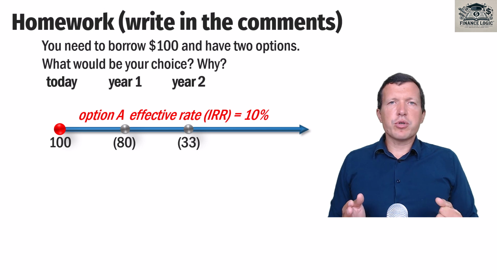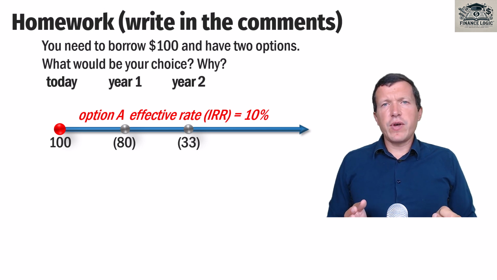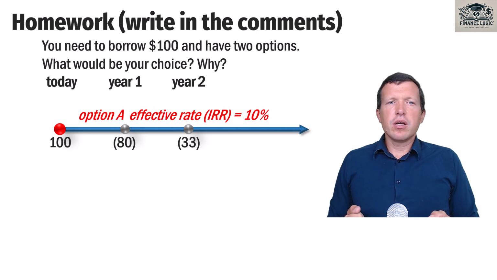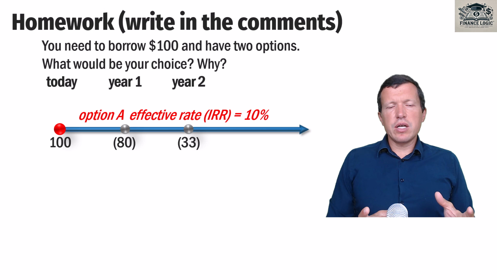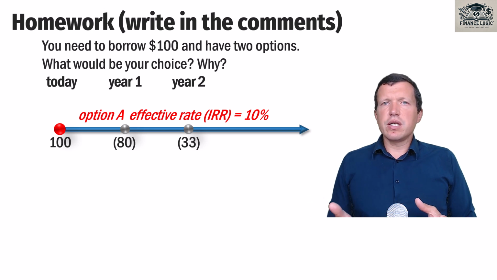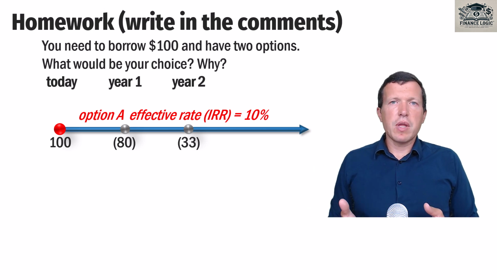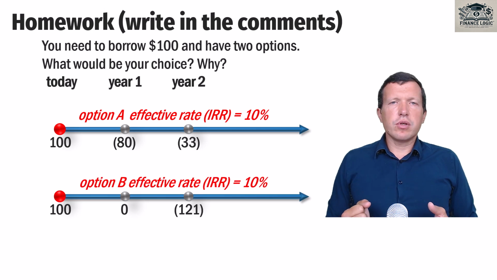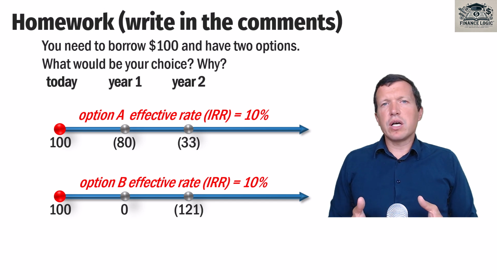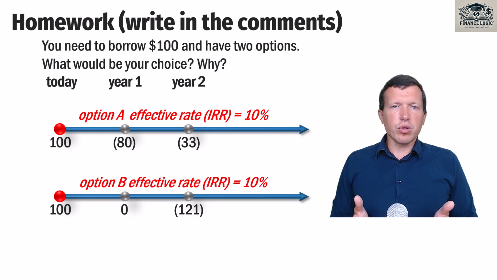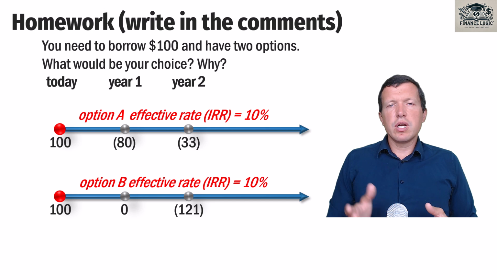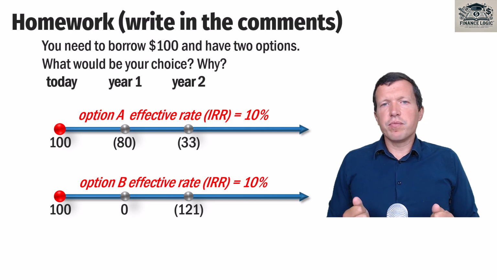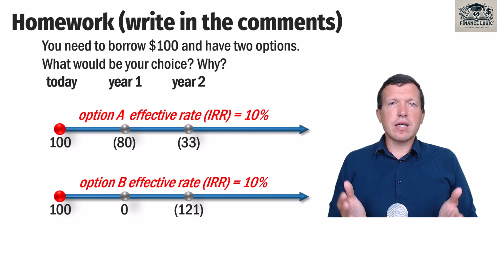First option, option A, that assumes the effective rate that is the same as IRR, 10% per year. So you take money today 100 and you have to return 80 and 33 in 2 years. Or you take 100 today and you have to repay 121 at the end of year number 2. So what would be your choice, considering that effective rates or IRRs of these cash flow patterns are the same.